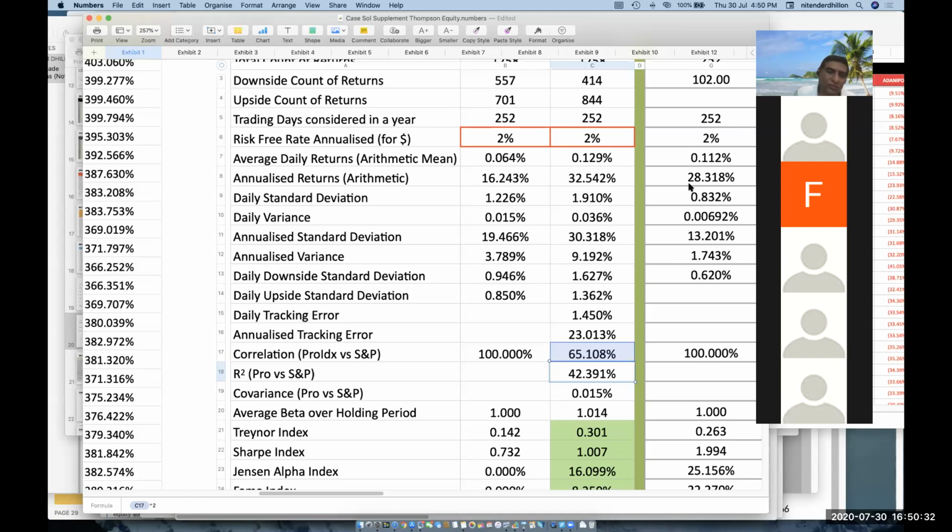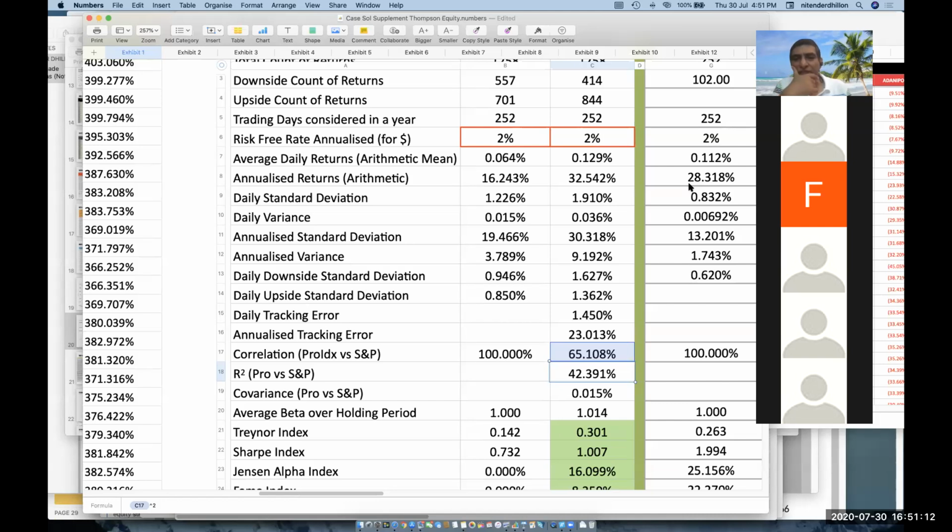Yes, Ruchi, what does 42% R square, 65% correlation mean? Yes, sir, just a second. Actually, I was on mute. So this will show that 42.39% of the time, the movement of our pro index will be explained by the movement of our S&P index.